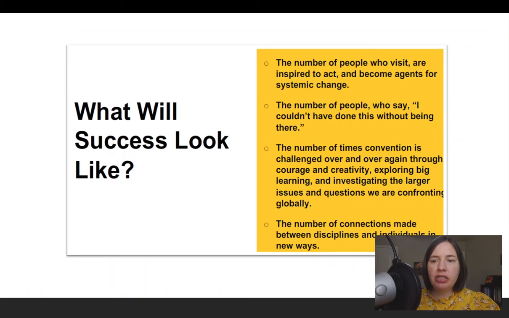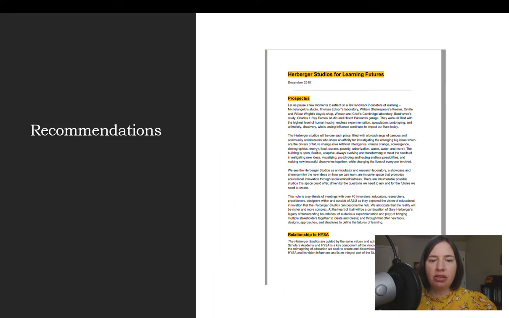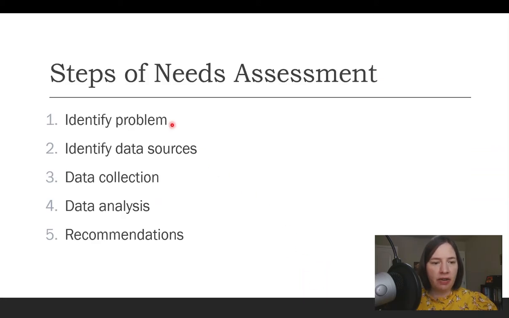And then they even did this where they said, what will success look like? It's kind of like the learning outcomes. How will we know if we're successful in this project? And they came up with a list of those. And then they wrote a nice little report that outlined and gave their recommendations. Okay, so again, they identified problems, their data sources, collected, analyzed, and then they gave recommendations. So that was in the fall of 2018.